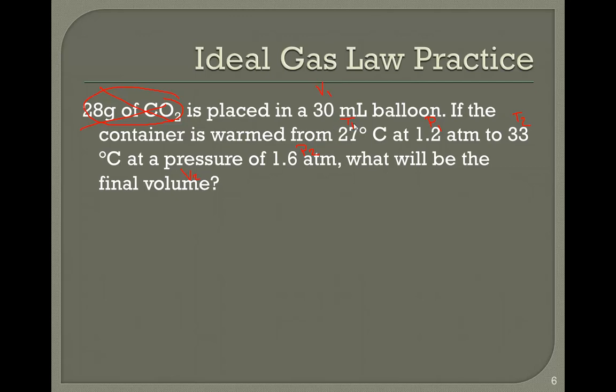Now, the degrees Celsius, I have to add 273 to it, so that equals 300. And over here, I have to add 273 to this one as well, and that equals 306 Kelvins. ATMs are in the same pressure, so I don't have to worry about that. So PV over NT is equal to PV over NT. I don't have to worry about the moles. I just have to worry about everything else.